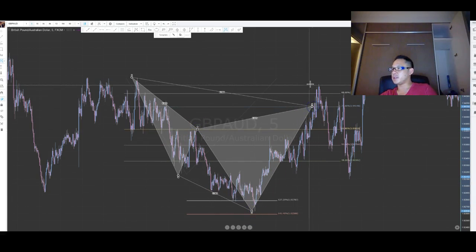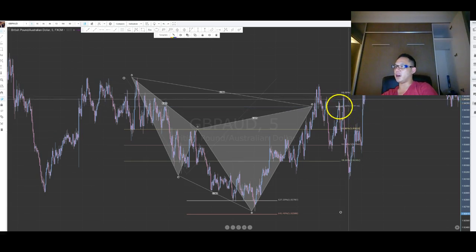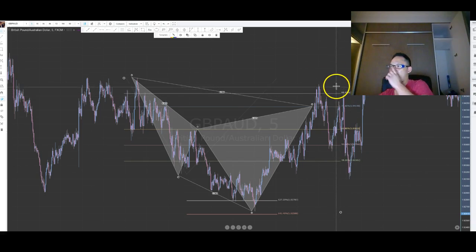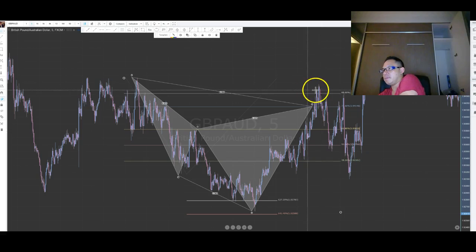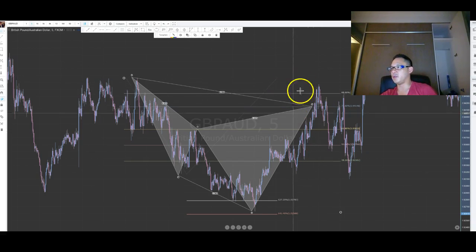Let's try the 78.6. Again, it crosses above. Now again, same thing, I've tweaked my rules around a bit too. I used to look at the 78.6%, but now I'm kind of looking at the 88.6. I've been back testing that, so hopefully soon I'll get some results. But again, as long as it doesn't violate the X leg, this is all a valid trade.